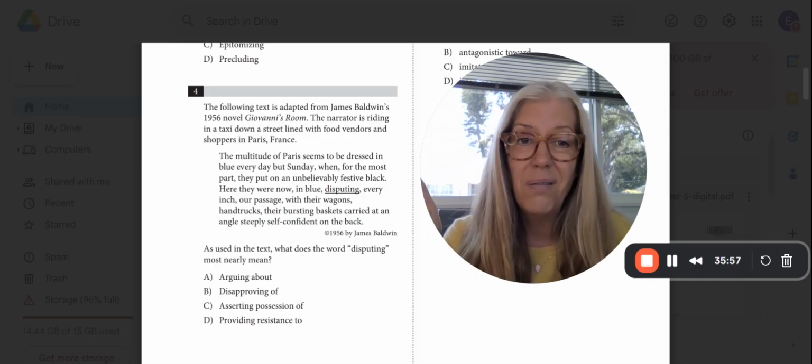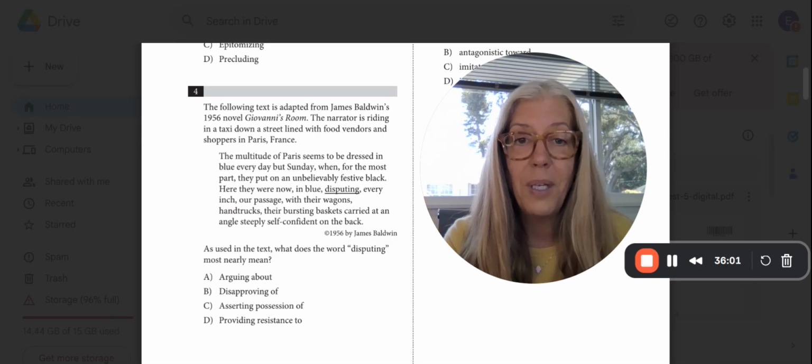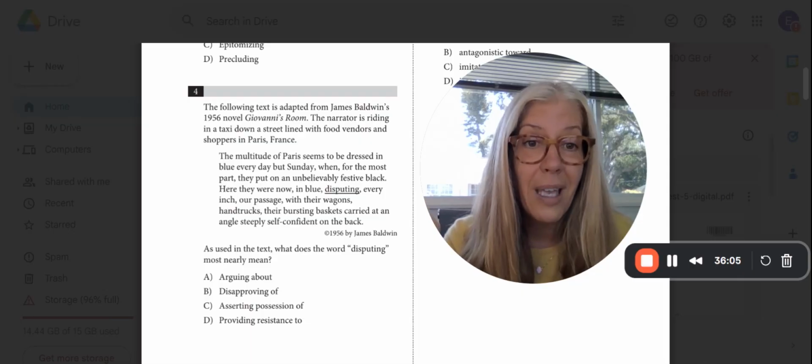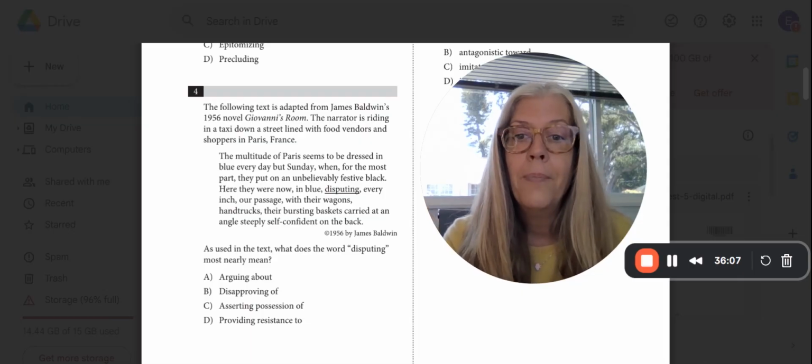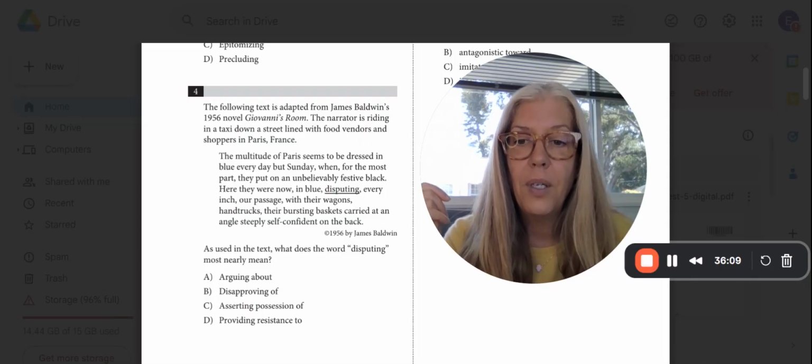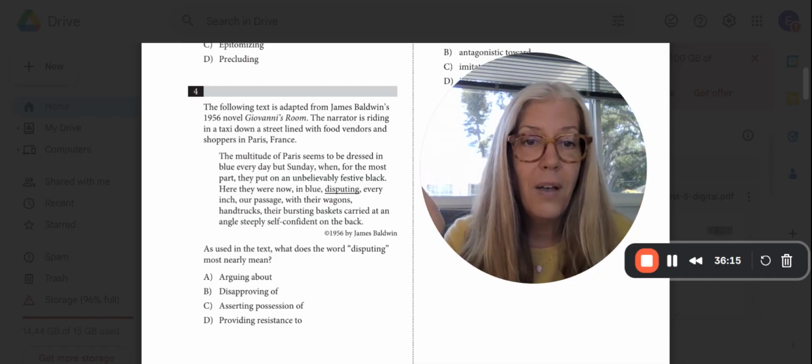I really hope that these people aren't trying to go very fast down the street, because they're not going to be going very fast. Disputing every inch our passage, it sounds like they're blocking them from moving down the street. So blocking every inch our passage. So let's go with that word. It's not arguing. We already didn't pick that word. Disapproving of is another way.